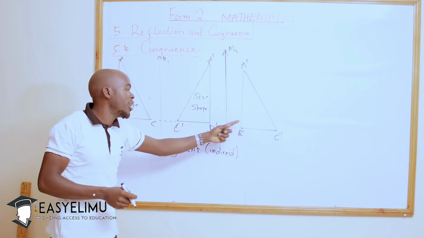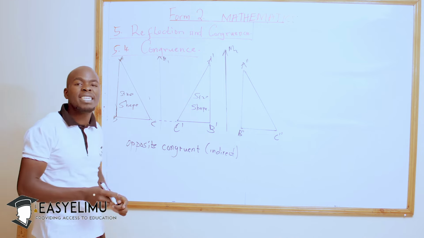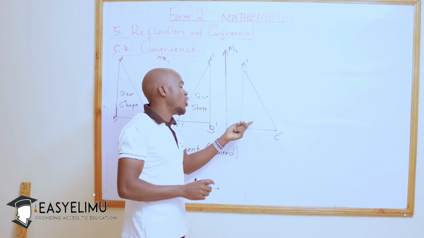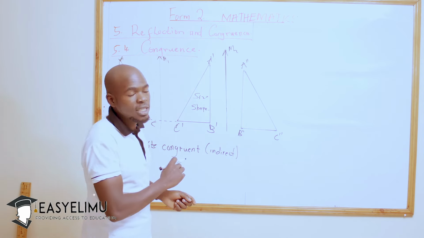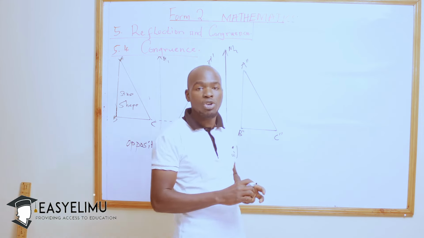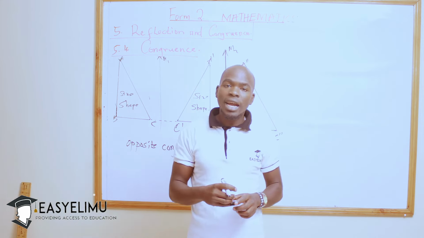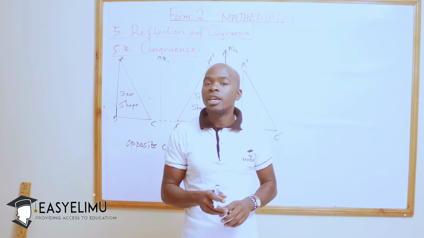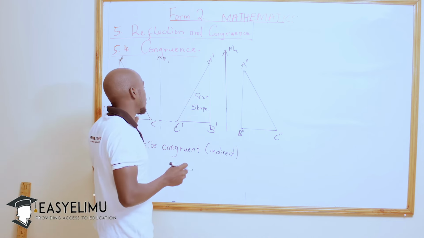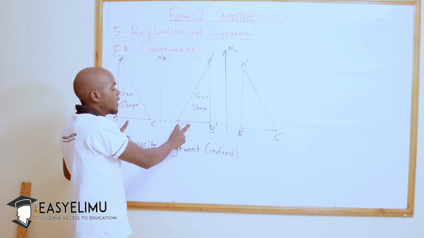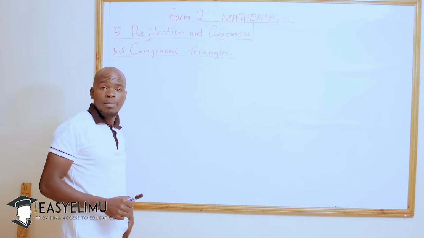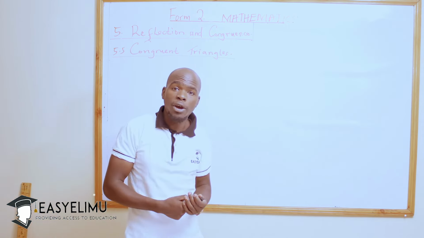But now this one, if we fit it here, it will directly fit without rotation. So such an image and object relationship, if we take it and fit it directly without rotation, we say the kind of congruency that has occurred is what we refer to as direct congruency. So that one is direct congruency, but the two have indirect congruency because we need to rotate in order to fit. Learn more about congruent triangles.